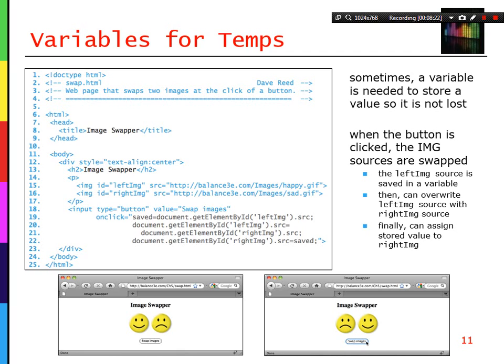So here we've got an image swapper program that says saved equals document.getElementById left image.source, and then document.getElementById left image.source equals right image.source, and then document.getElementById right image.source equals saved. So we take the variable saved and put into it the value of whatever the left image is, and stick it in saved as a temporary variable that's just saving our HTML that we're going to display.